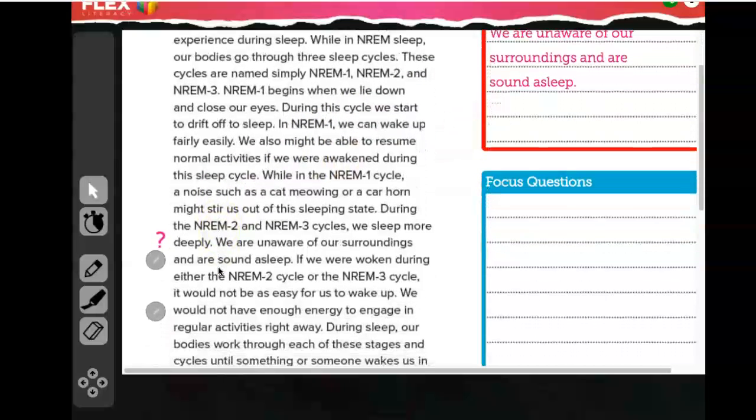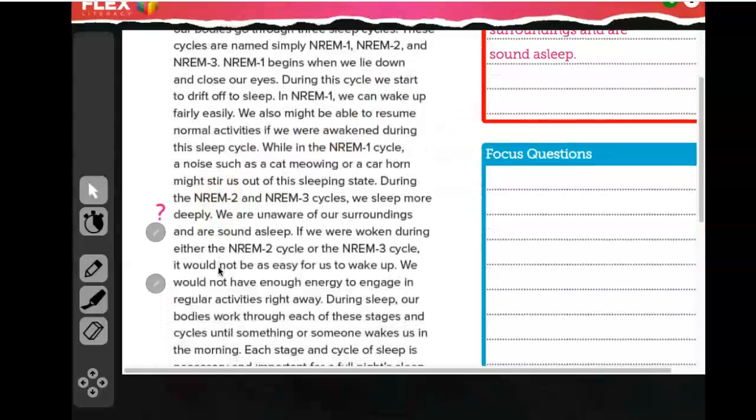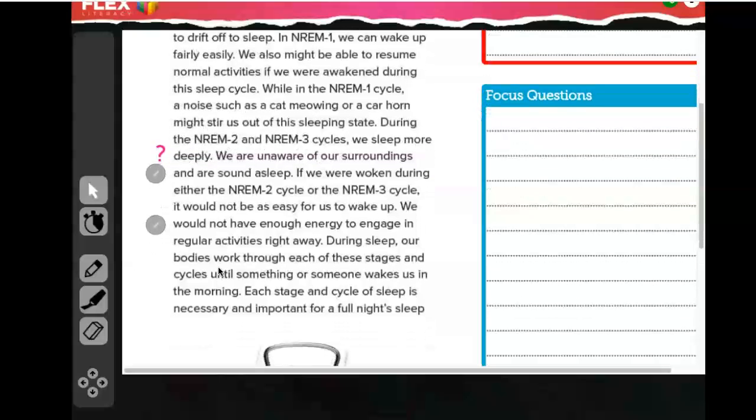What we've heard so far is that in NREM 1, we're very lightly asleep and we can still wake quickly if we hear a noise. In NREM 2 and 3, that's where we have this deeper sleep, where we're unaware of our surroundings and are sound asleep. If we were woken during either the NREM 2 cycle or the NREM 3 cycle, it would not be as easy for us to wake up. We would not have enough energy to engage our regular activities right away. During sleep, our bodies work through each of these stages and cycles until something or someone wakes us in the morning. Each stage and cycle of sleep is necessary and important for a full night's sleep.